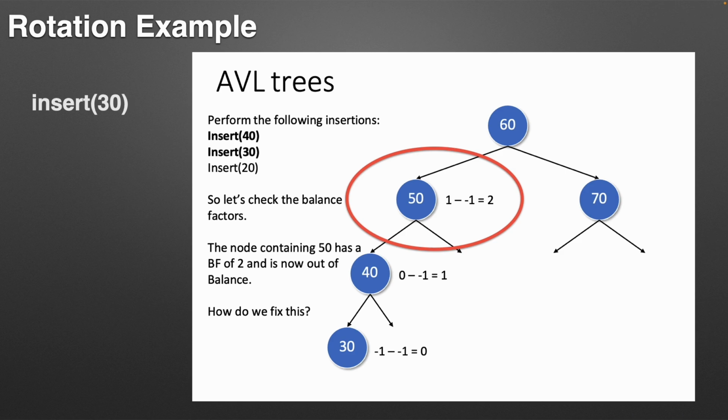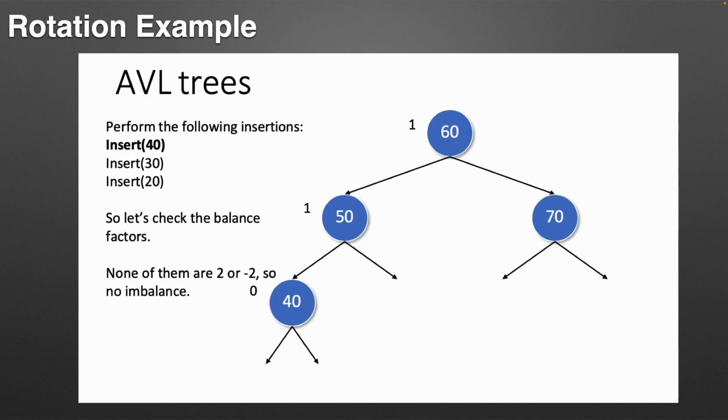And before we added the 30, it had a height of... so before we had added 30, this one's height was like this. So its balance factor was 1 at that point. The 1 minus 0. Yes.